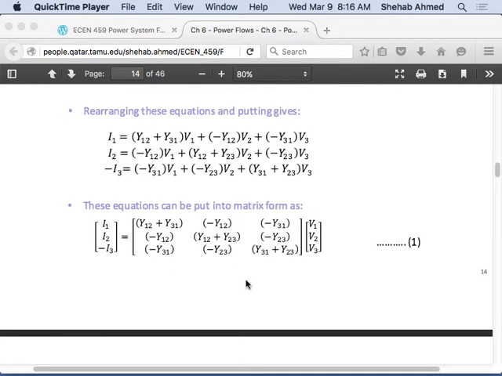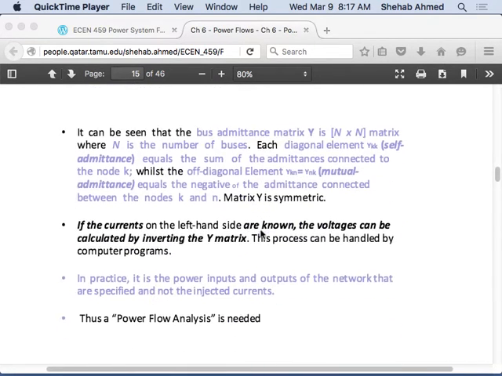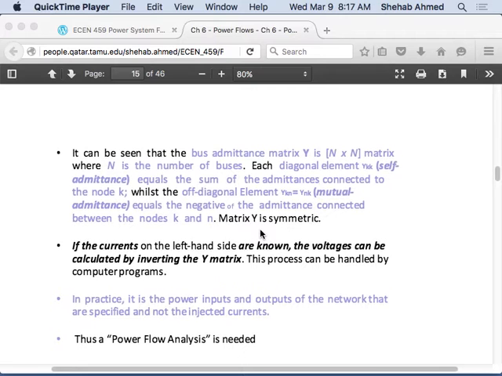And the order of the admittance matrix is the order of your system nodes. If it's a 3-bus system, it's a 3x3 matrix. We'll have many matrices in this chapter, and each of them will have a different order. That's why it's important to know the order of each of these matrices. This would be the order of the system buses.